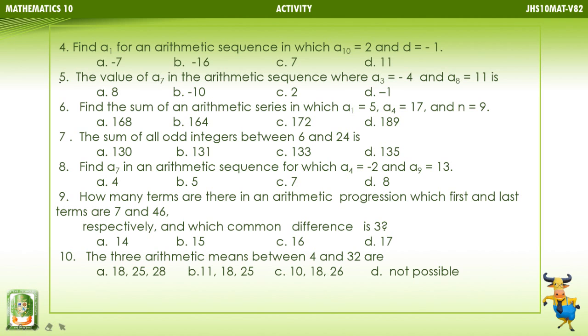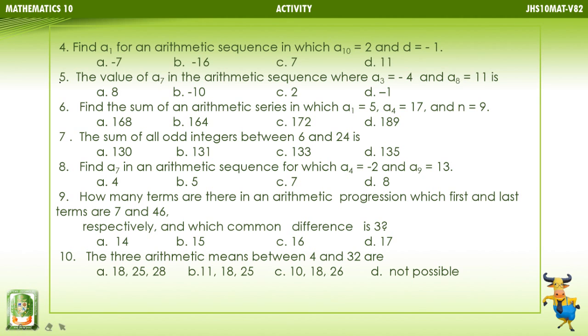D. 135. 8. Find a sub 7 in an arithmetic sequence for which a sub 4 equals -2 and a sub 9 equals 13. A. 4. B. 5. C. 7. D. 8. 9. How many terms are there in an arithmetic progression whose first and last terms are 7 and 46, respectively, and whose common difference is 3? A. 14. B. 15. C. 16.